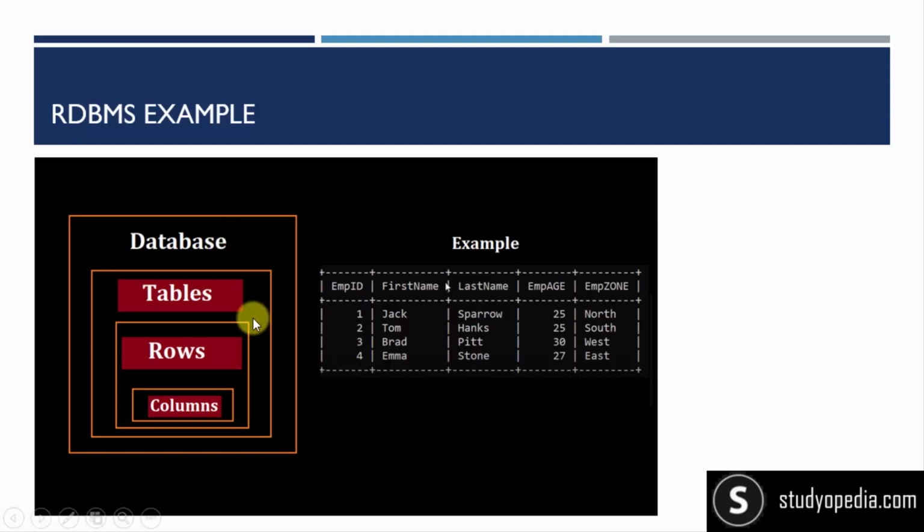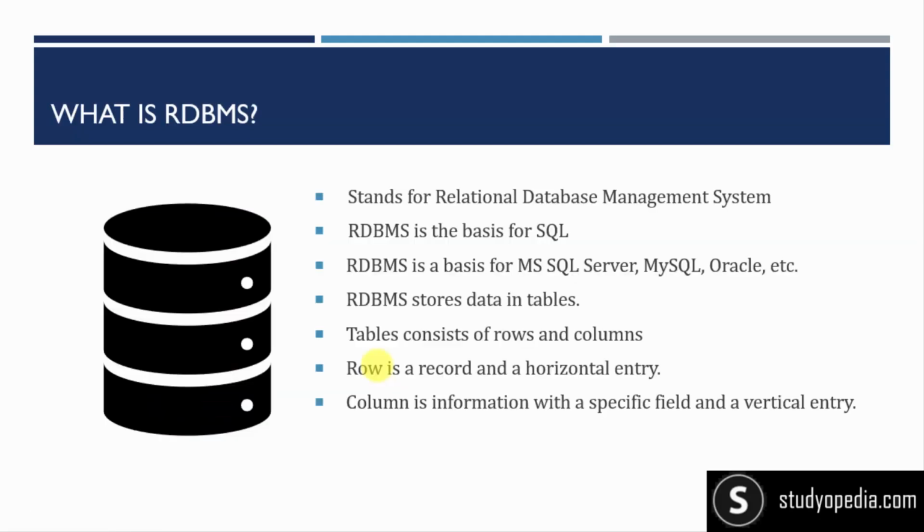RDBMS, it's a form of a table. That is, a table has rows and columns, and a database has a group of tables. So that means a relation. A relation of rows and columns is called a table, and this is what we call RDBMS, relational database management system. This is the basis for SQL.